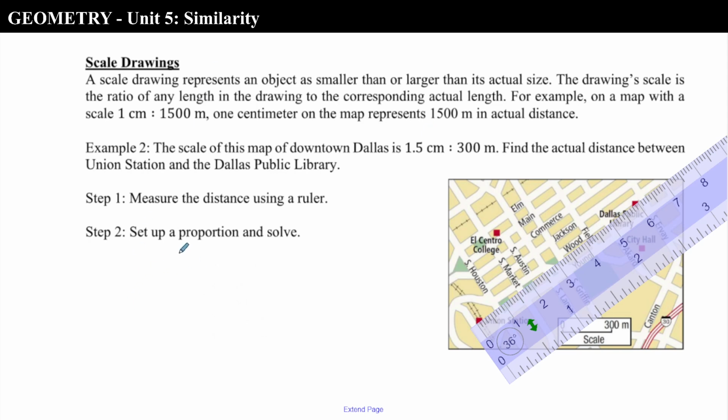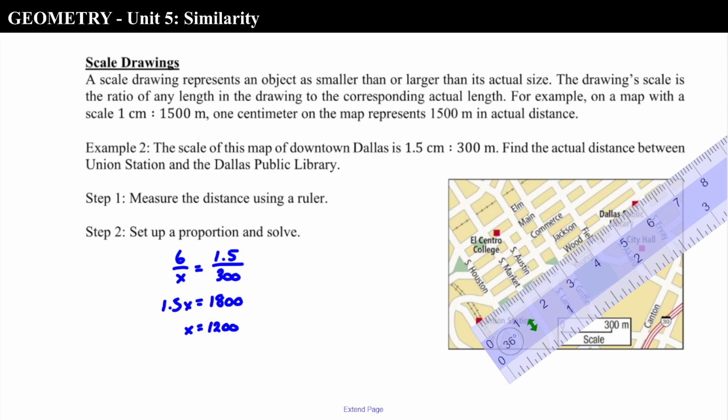For 6 centimeters on the map, we have some distance in real life. We're going to set that equal to our scale, which is 1.5 centimeters on the map to 300 meters in real life. Here we cross multiply. You get 1.5x is equal to 6 times 300, which is 1,800. Then divide each side by 1.5, and you get that the distance is 1,200. But again, you have to put in your units.